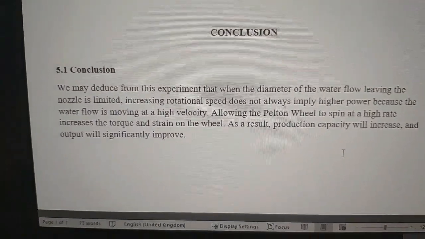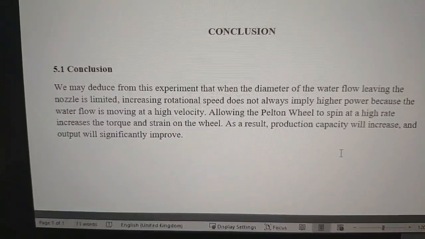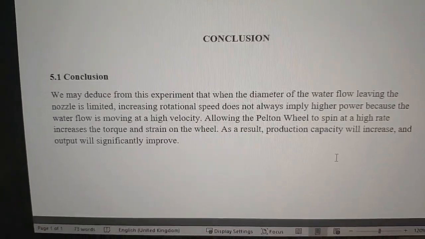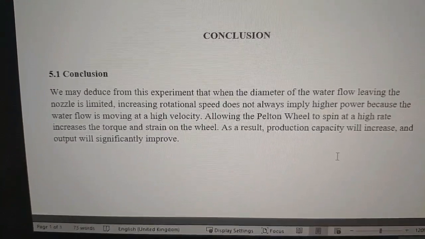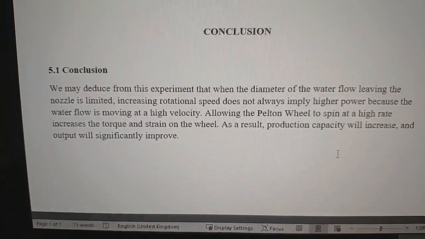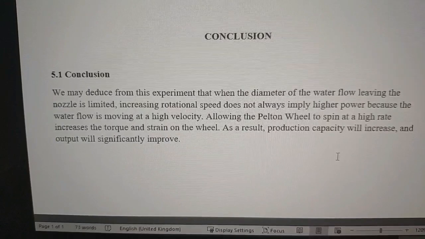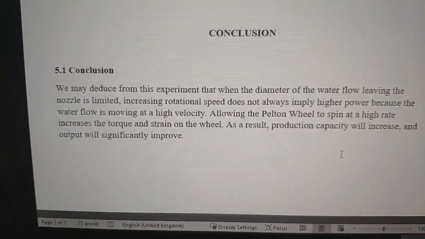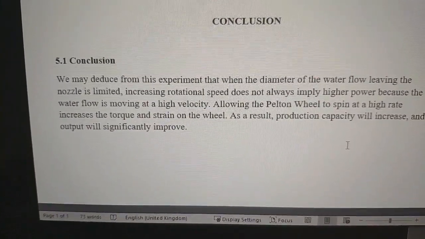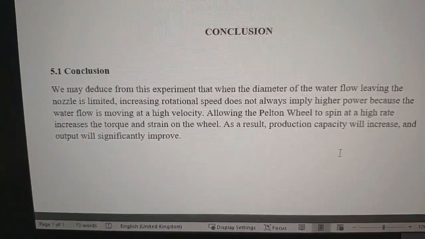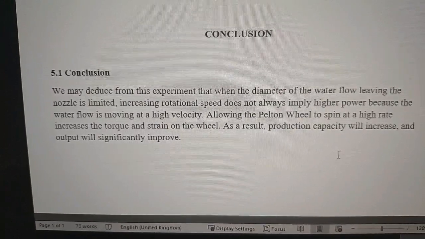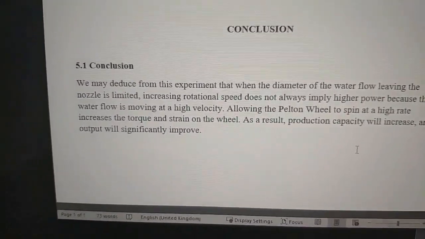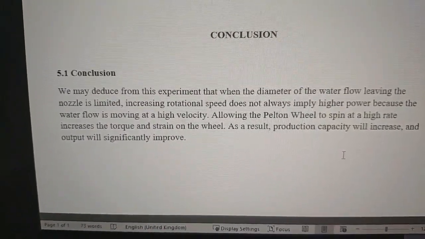For the conclusion, we may deduce from this experiment that when the diameter of water flow leaving the nozzle is limited, increasing rotational speed does not always imply higher power because the water flow is moving at a high velocity. Allowing the Pelton wheel to spin at a high rate increases the torque and strain on the wheel. As a result, production capacity will increase and output will significantly improve.